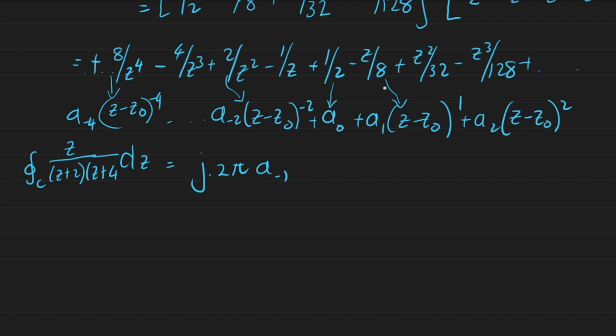And just looking at this series, obviously z0 is 0 here. So the term with exponent minus 1, the coefficient is actually equal to minus 1. You can see it's minus 1. So this integral around this contour is equal to j 2 pi times minus 1. So we can just write a minus in front of it. So that's this integral evaluated.